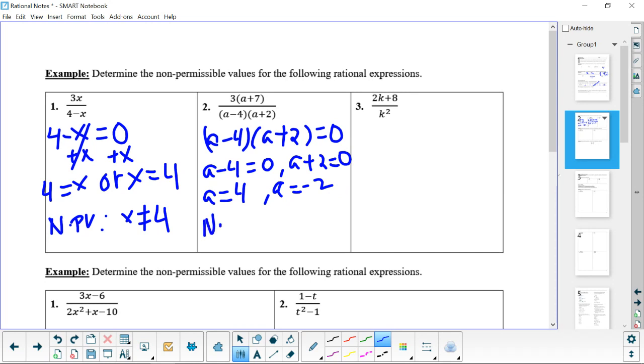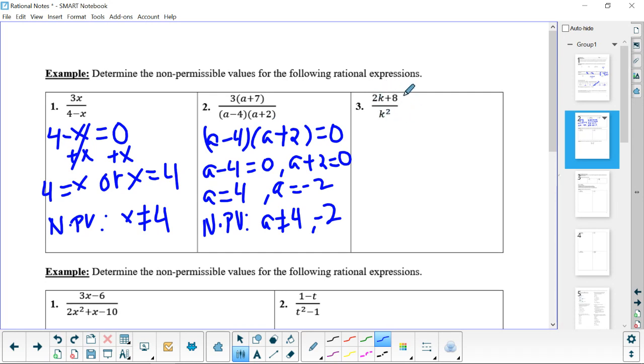So my non-permissible values for this expression are a should not be equal to 4 and should not be equal to negative 2. Because when I plug the value of a as 4, 4 minus 4 is 0, and in my denominator, when I multiply 0 with anything, it will be 0. So my expression will not be defined. In the same way, when I plug a equal to negative 2, my denominator will be 0.